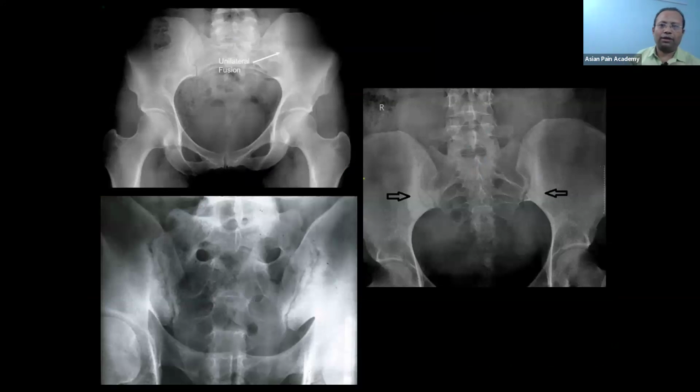So here, see one thing. The SI joint is a three-dimensional structure, but the X-ray will give you a two-dimensional picture.